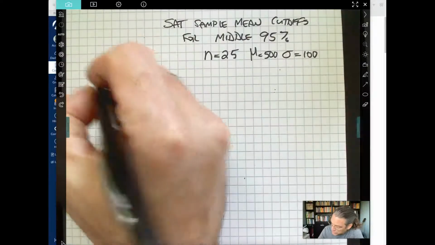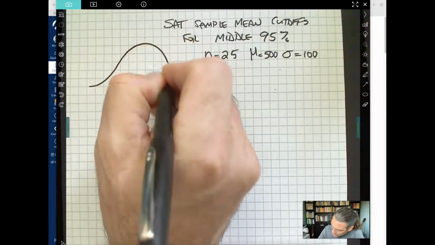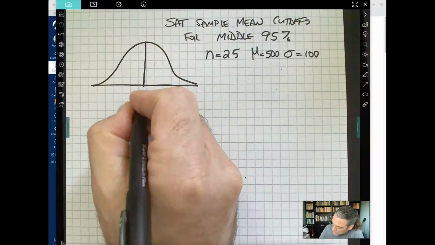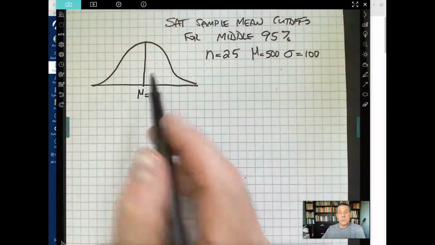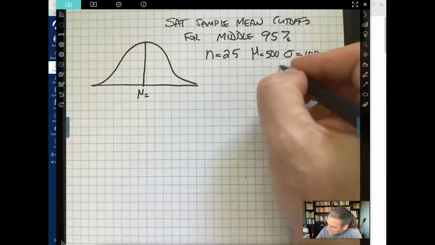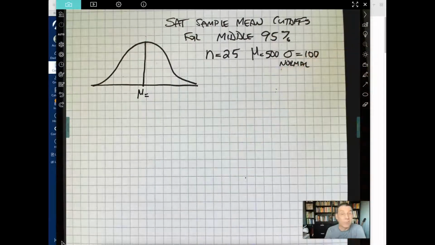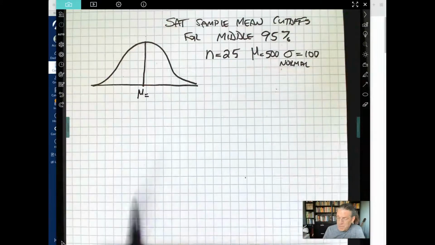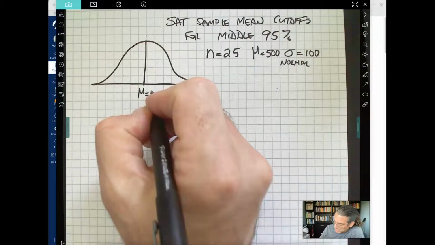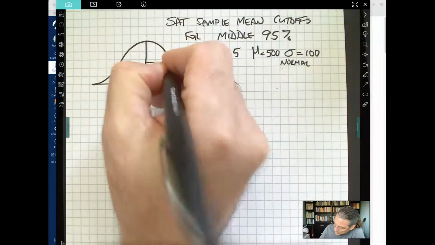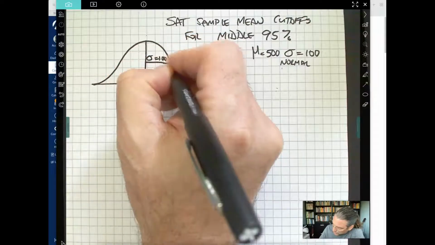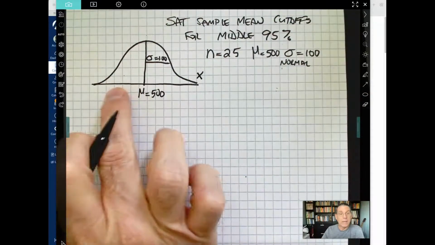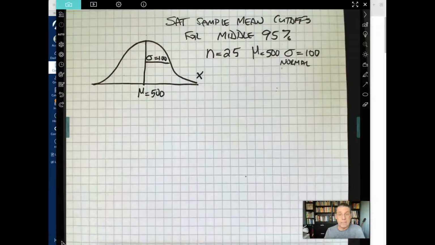All right, so what I would do first is draw my distribution of individuals. I draw a normal distribution because, again, we would be told that this is a normal distribution. And if we aren't told it, we just assume it in this class. So I draw my bell curve, and I'm given in the question that the mean is 500 and the standard deviation is 100. Okay, so I can draw that. Again, I put an X here to indicate that this line right here is individual scores, an X.